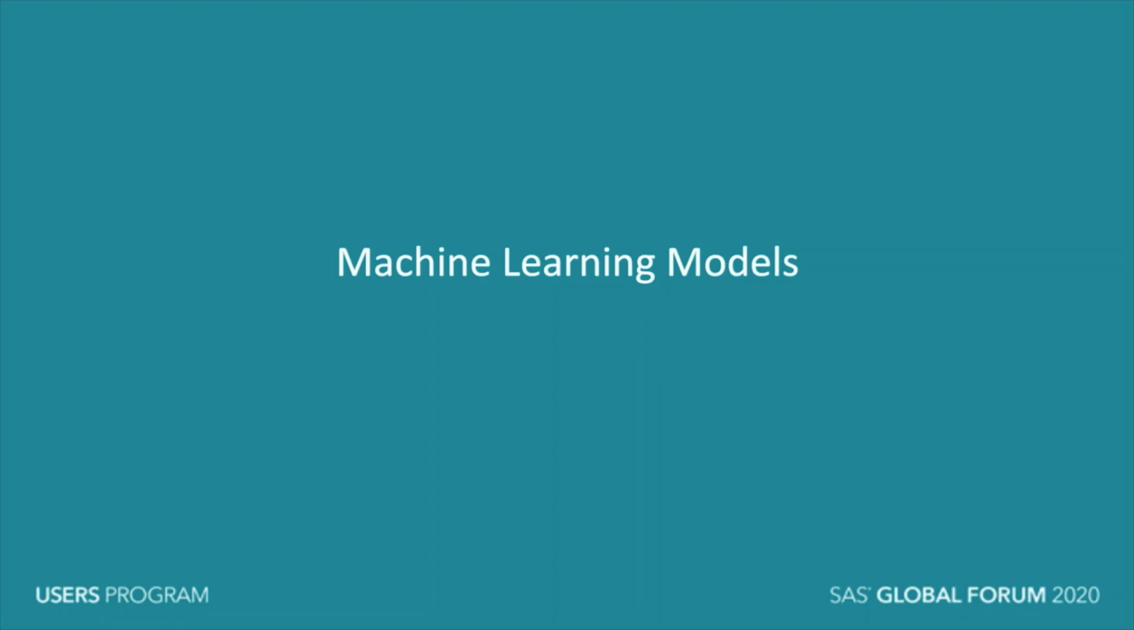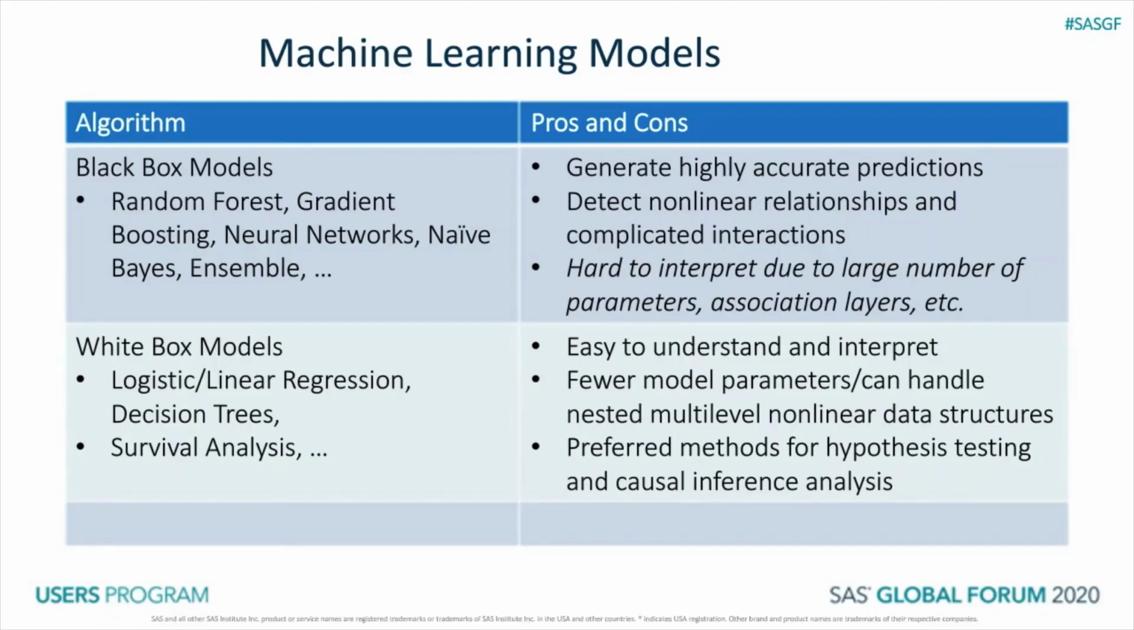They can be categorized into two. The black box models, which consist of random forest and gradient boosting, are very good for big data analytics. They tend to generate highly accurate predictions. They are good for detecting nonlinear relationships and complicated interactions among model features. One constraint is that they are very hard to interpret due to a large number of parameters in these models and the association layers embedded in the algorithms.